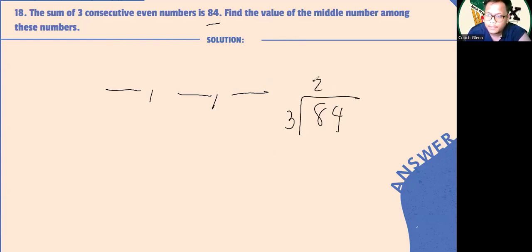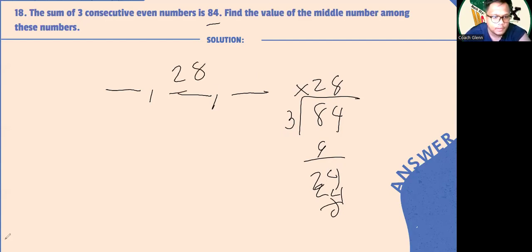So 8 divided by 3, that's 2. 2 times 3, that's 6. So 24. 24 divided by 3, that's 8. 8 times 3 is 24. So that means that 28 is our average. So that would also become our middle number. Okay. The final answer here is just 28. Again, your middle number is just your average.